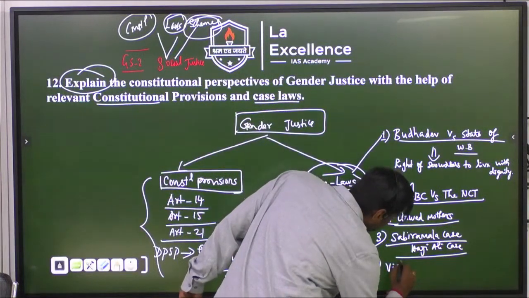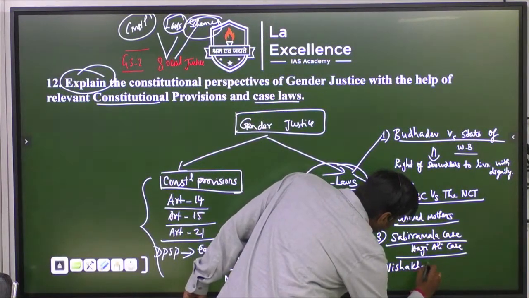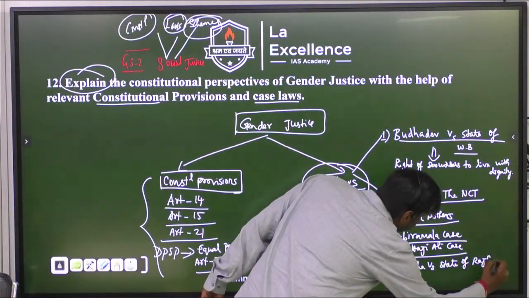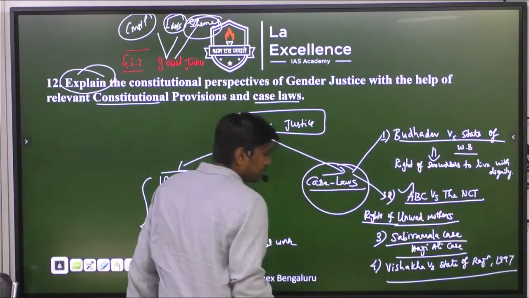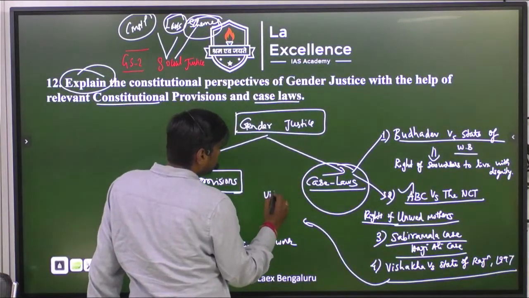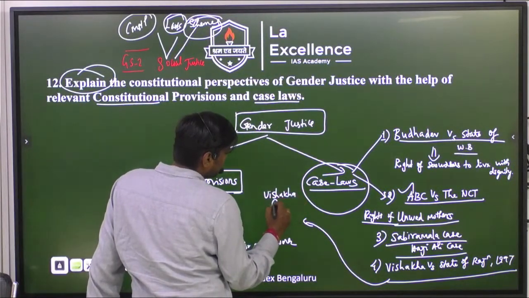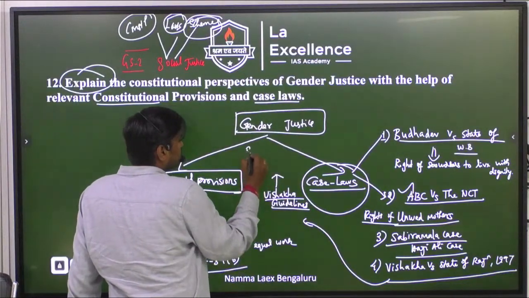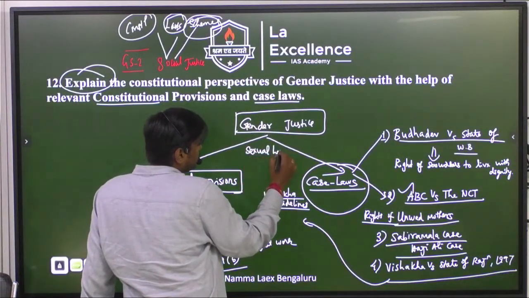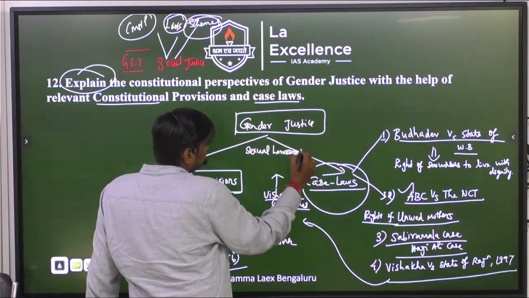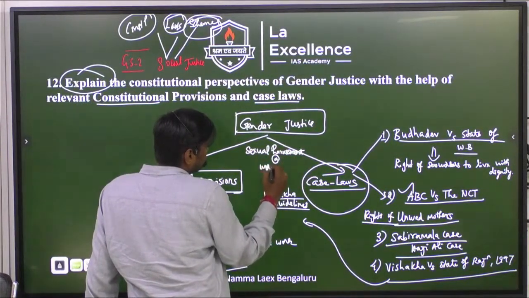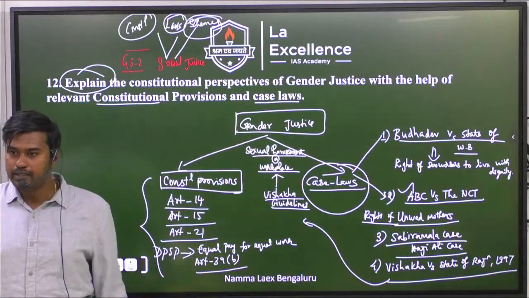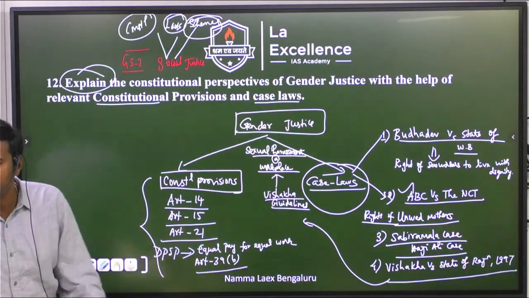Then what are the other things? The famous one is Vishaka versus State of Rajasthan. Kindly write it, one of the most important cases. This is a 1997 case, a very old case. In that they came out with something called the Vishaka guidelines. This is a famous set of guidelines. It talks about sexual harassment at the workplace. Is it clear? Yes.